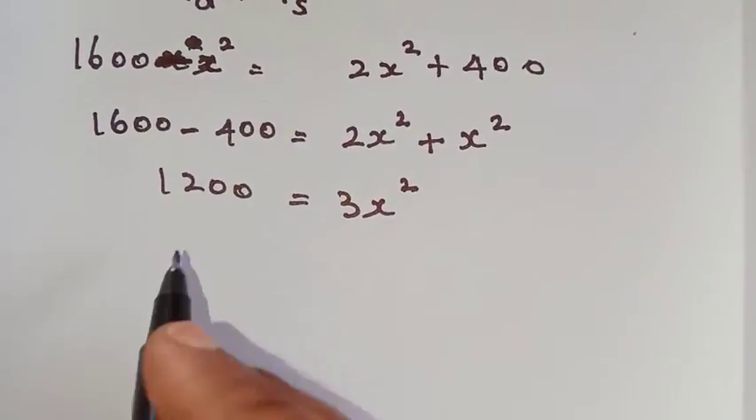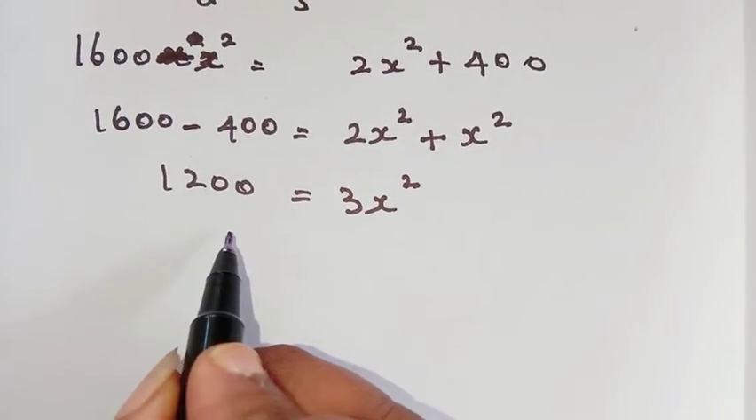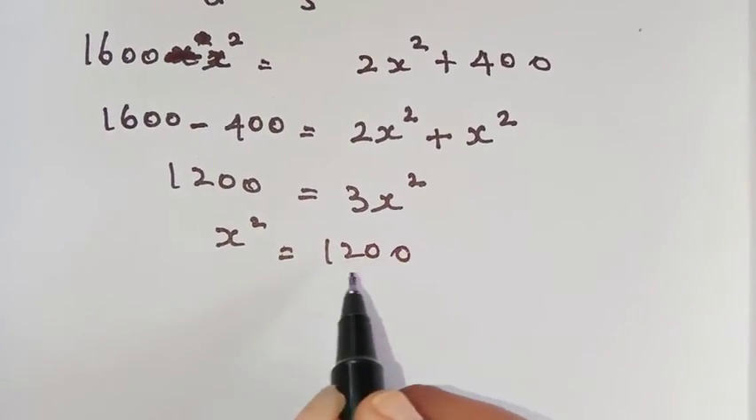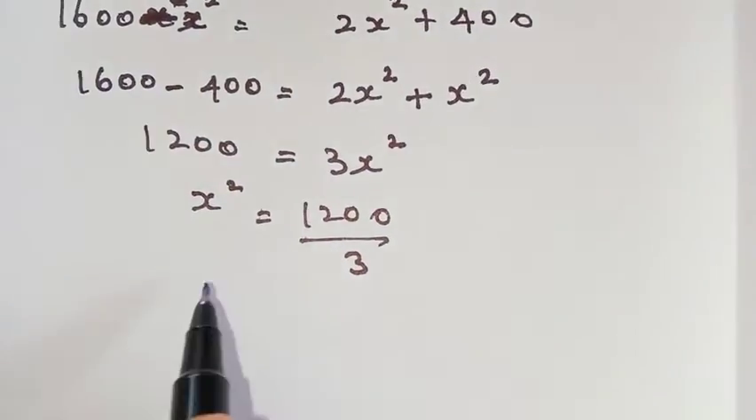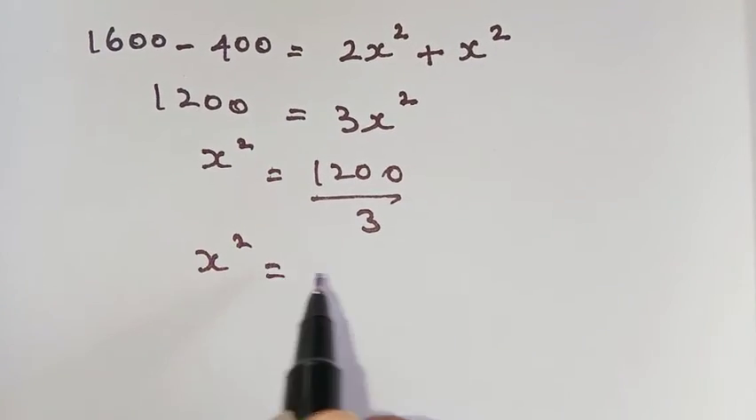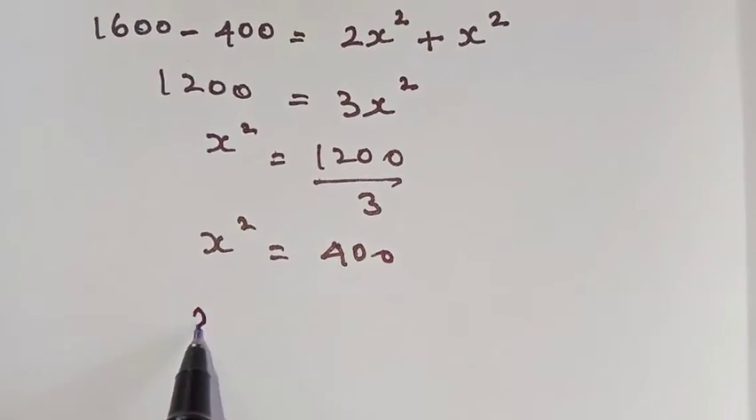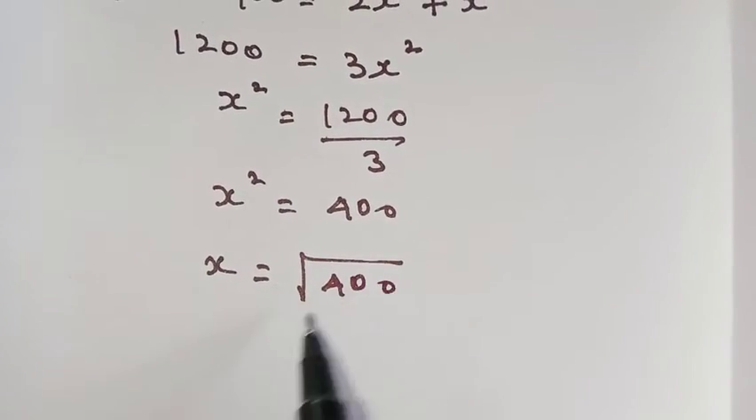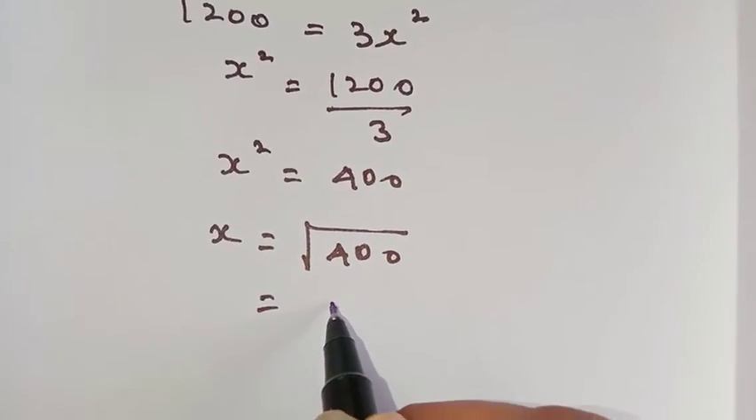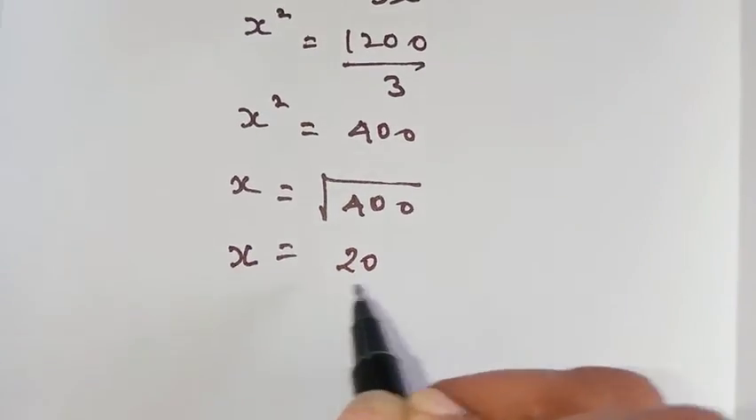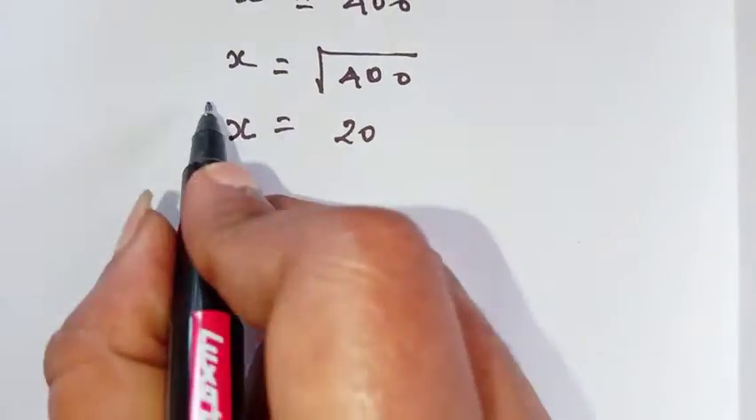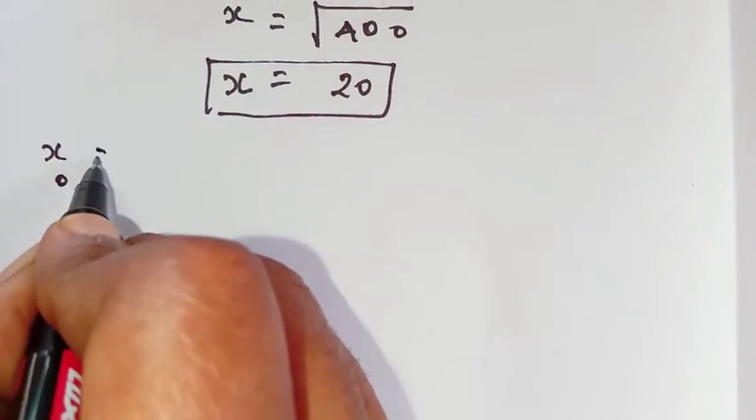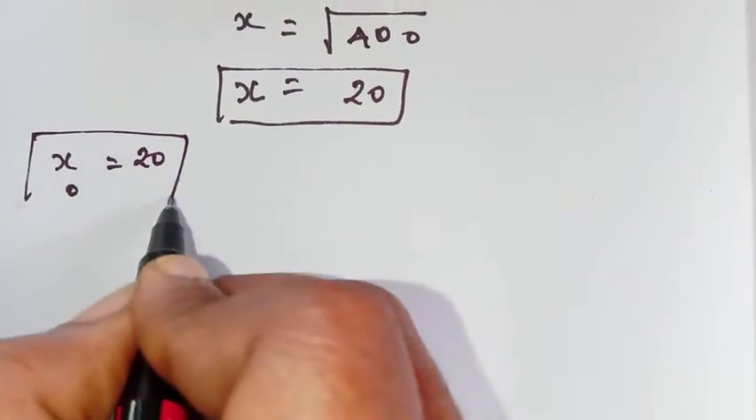square. So x square is equal to 1200 divided by 3, which is 400. So x is equal to the square root of 400, which is 20. So x0 is equal to 20. This is what we have found out.